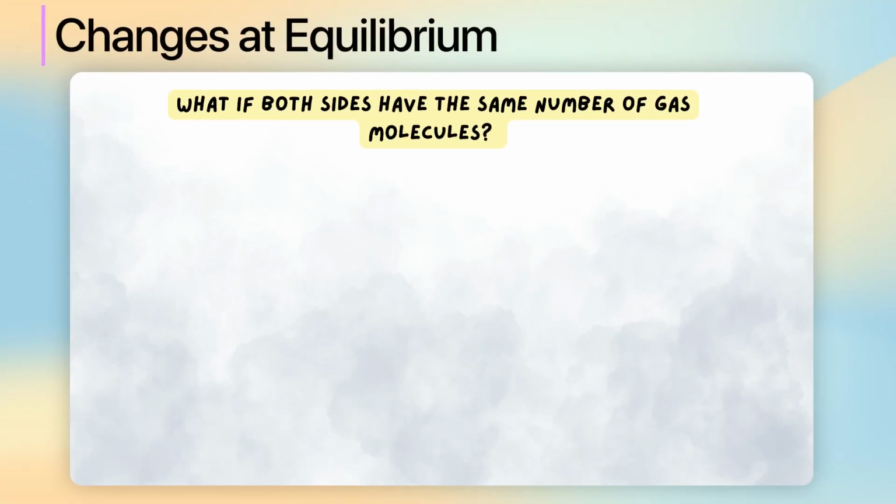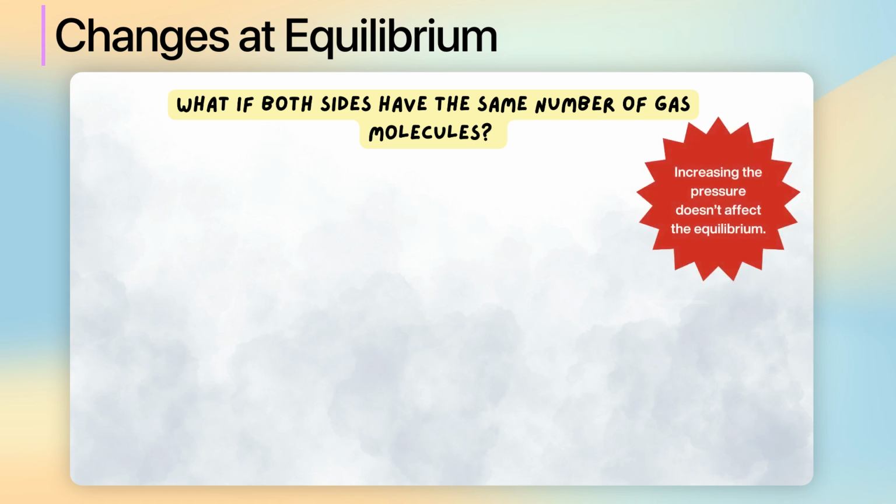What if both sides have the same number of gas molecules? When a reaction involves the same number of gas molecules on both sides, a change in pressure will have no effect on the position of the equilibrium. This is because there is no imbalance in the number of gas particles to shift towards either side.